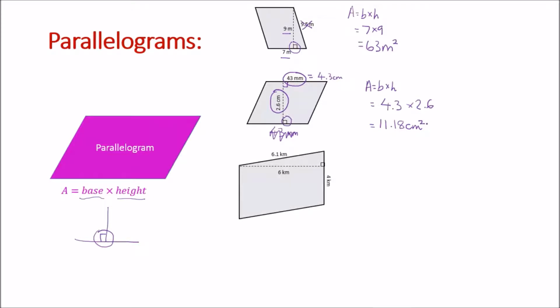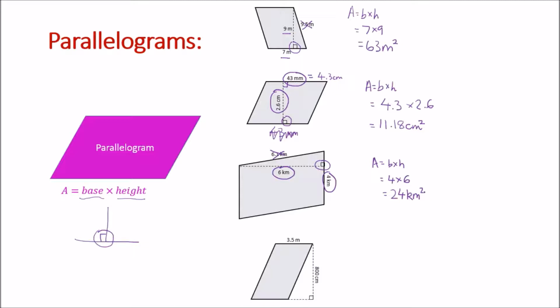Have a look at this next example and pick out the two side lengths that you would use. Hopefully you chose, because we've got the right angle, you chose 4 kilometres and 6 kilometres, and you're ignoring that one. So again, formula, substitute your numbers in, write your answer, and make sure you put kilometres with a squared sign on it.